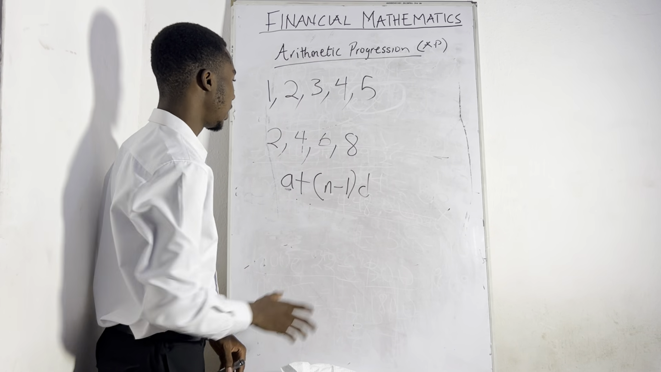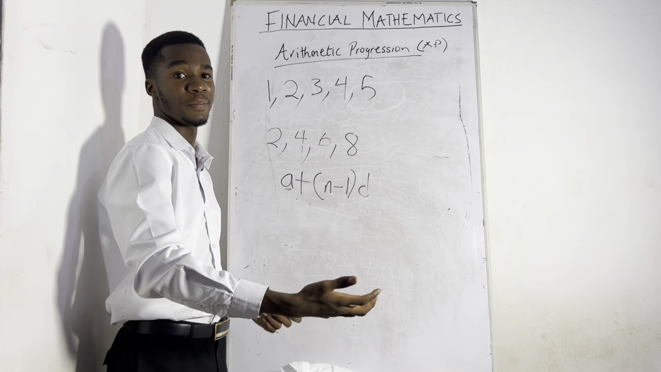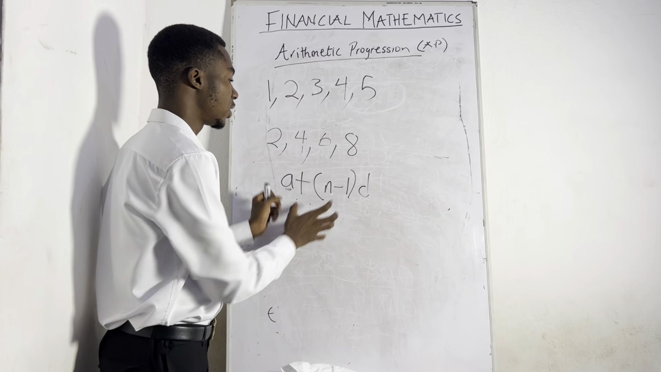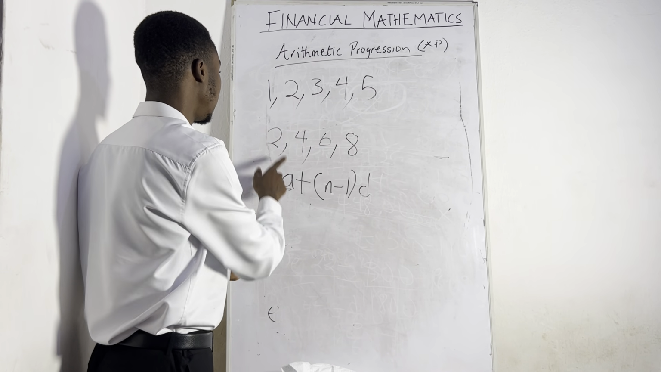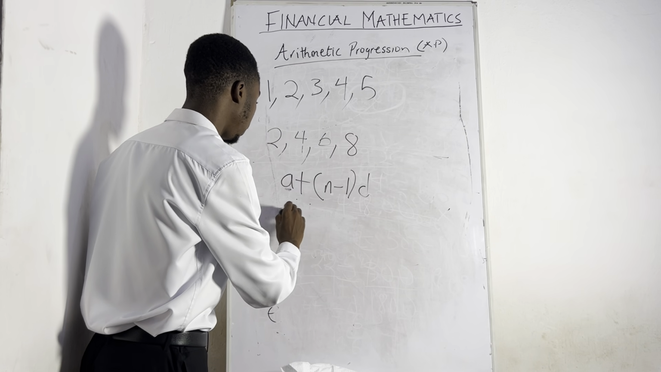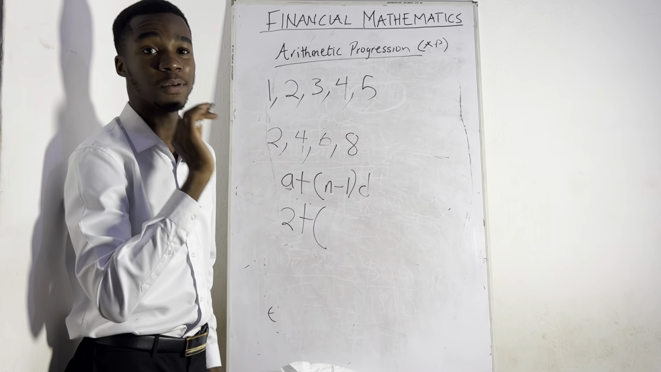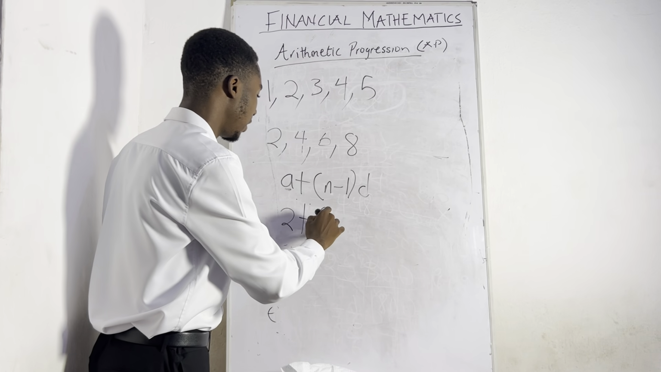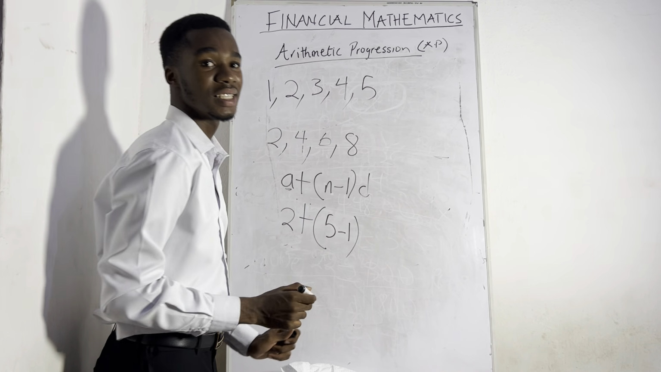So assuming for this one, we have 2, 4, 6, 8. We want to find, let's say, the fifth term, the next number after this. We can use this formula to find it. So the a is the first term. So what is the first term here? We have 2 plus n. Now we want to find the fifth term, so our n is now 5. So 5 minus 1.